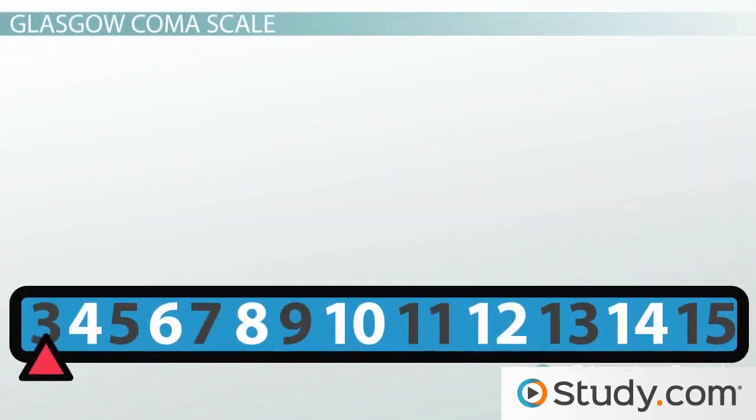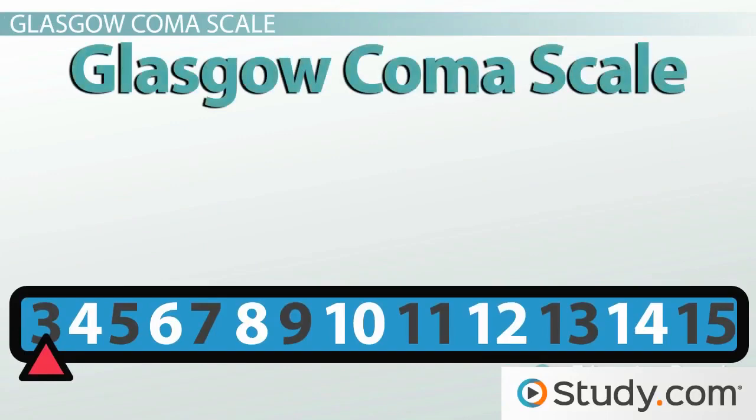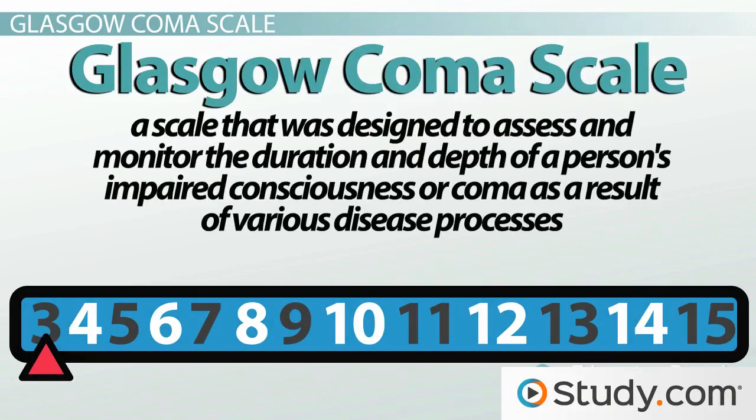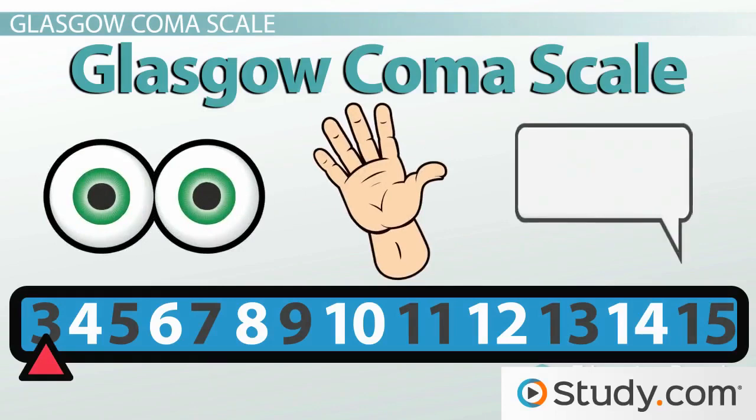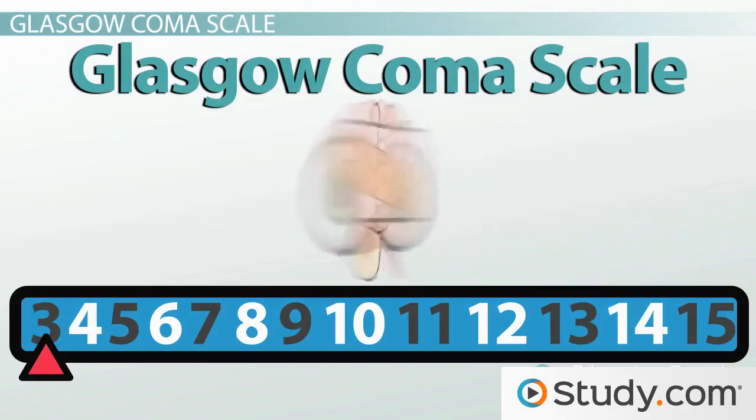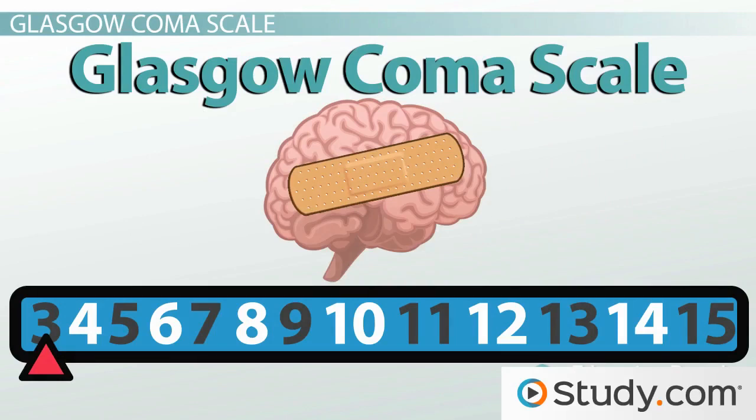As a case in point of the latter, there's something known as the Glasgow Coma Scale, which is a scale that was designed to assess and monitor the duration and depth of a person's impaired consciousness or coma as a result of various disease processes. This scale tests a person's eye, motor, and verbal response to a variety of stimuli. The grades for each portion of the tests are added up to classify the extent of brain injury.